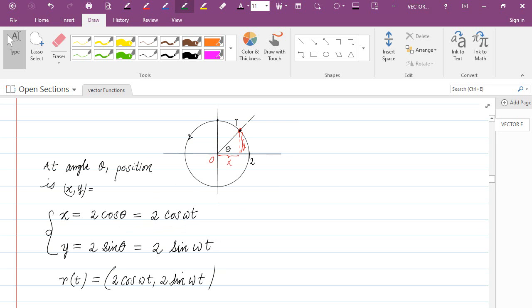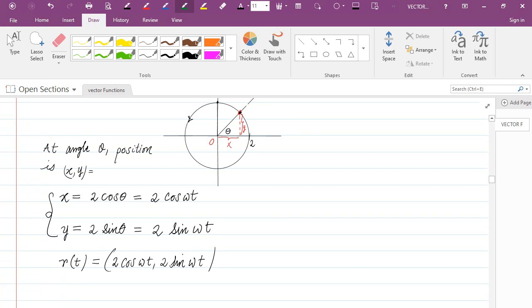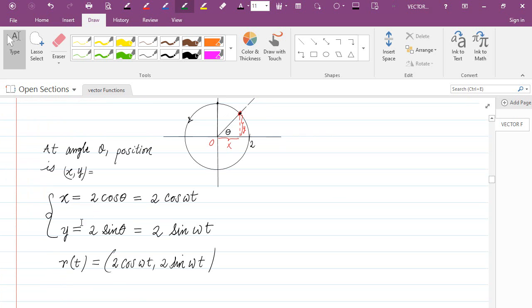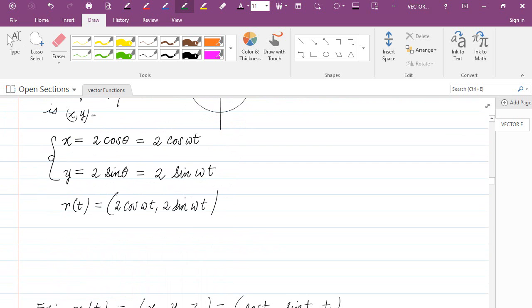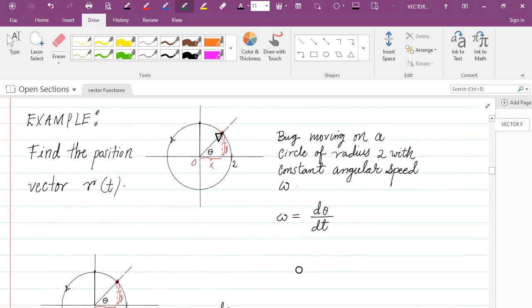And similarly, y divided by the hypotenuse 2 here would be sine theta. So y would be 2 sine theta, and theta is again omega t. So then we see that the position of the bug at time t is given by the vector r(t), which is (2 cosine omega t, 2 sine omega t). So we have found the position vector of the bug.